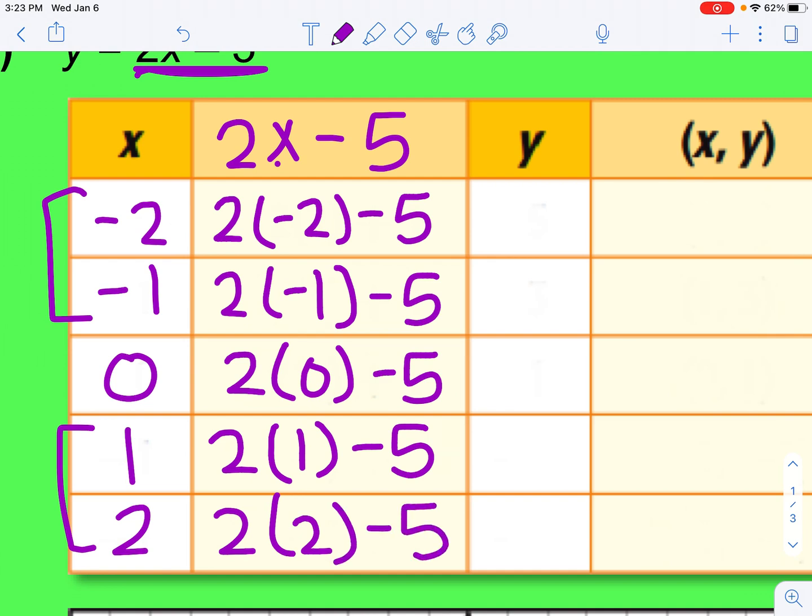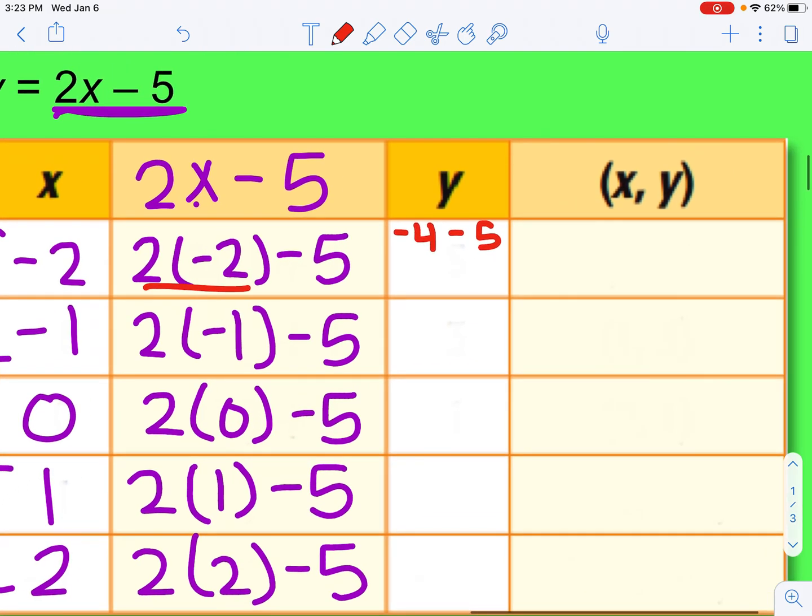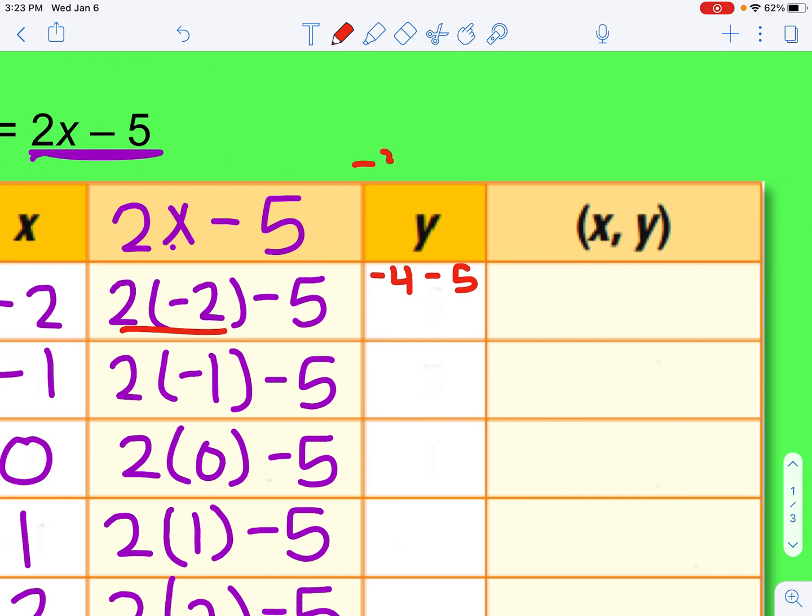Alright, so we have the easy part done. Now we need to actually solve all of these. So let's start with the top one. We have 2 times negative 2. Well, that's a negative 4. Then we need to subtract 5. So again, that's when we do keep, change, change. So that's really negative 4 plus a negative 5, which gives us a negative 9.